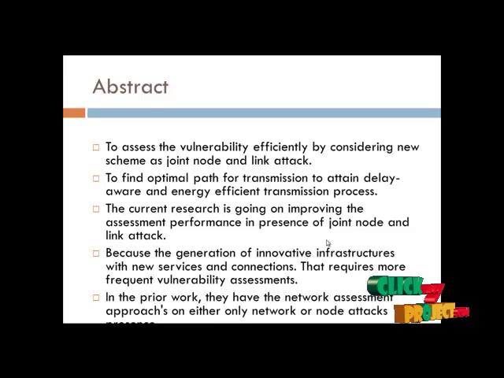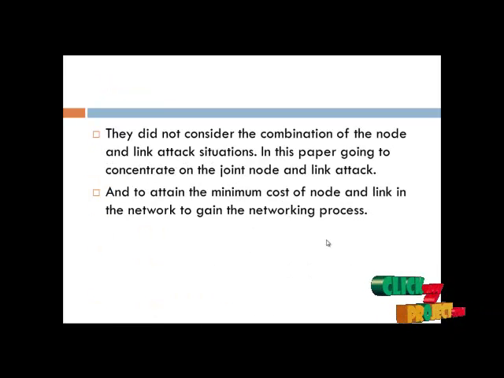transmission process. The current research is going on improving the assessment performance in the presence of joint node and link attacks, because the generation of innovative infrastructures with new services and connections requires more frequent vulnerability assessments. In the prior work, they did the network assessment approach on either only a network or a node attack presence. They did not consider the combination of node and link attack situations. In this paper, our main focus is the joint node and link attack, and to attain the minimum cost of the node, we should reconstruct the network with less cost and less weight.